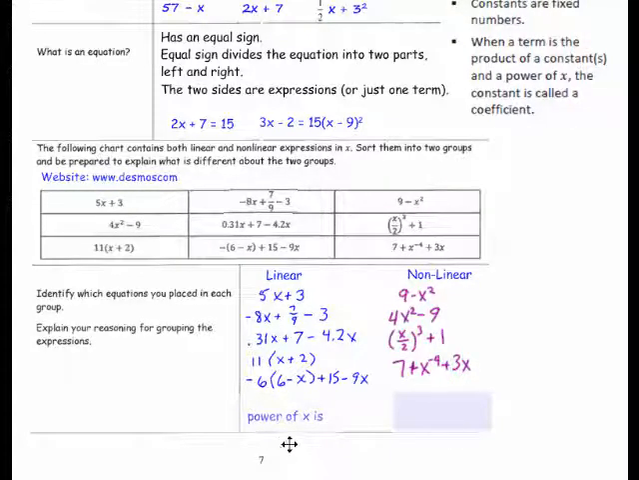Notice the power of x. The power of x in all of these equations is 1. Remember the invisible 1. And on the right side, the power of x is other than 1. For example, it's 2, 3, or negative. And actually it's other than 0 or 1, because remember, anything raised to the 0 power is 1.